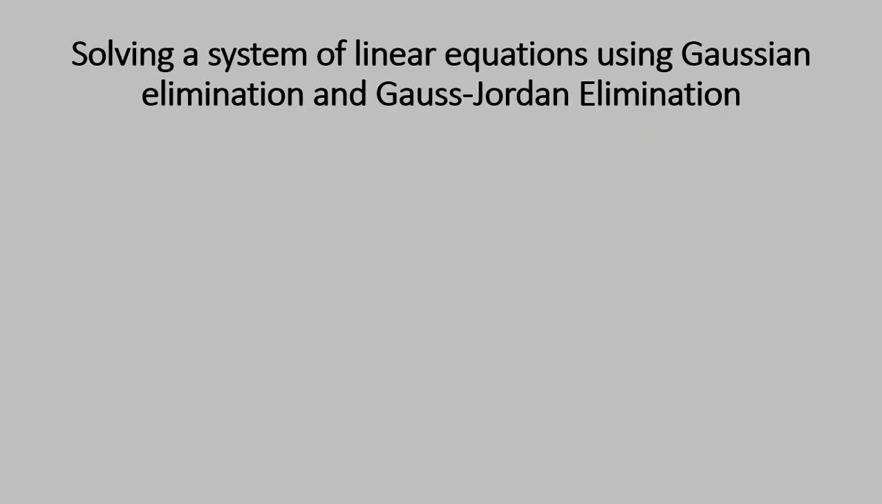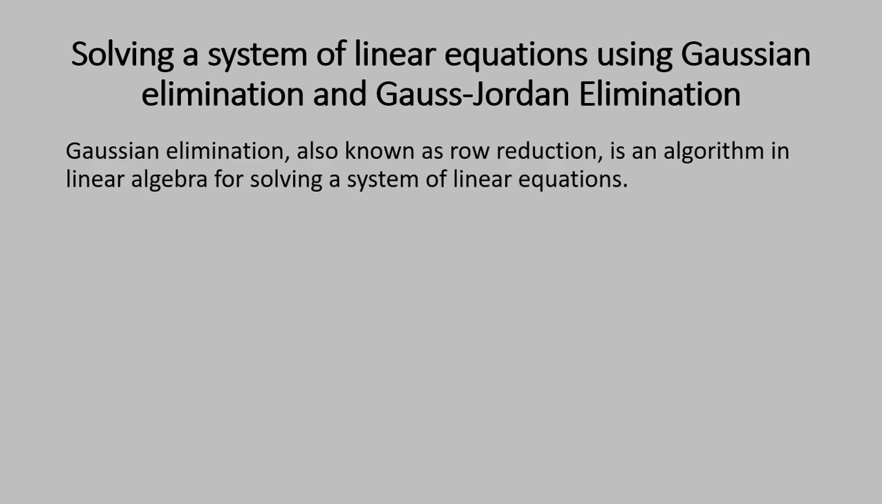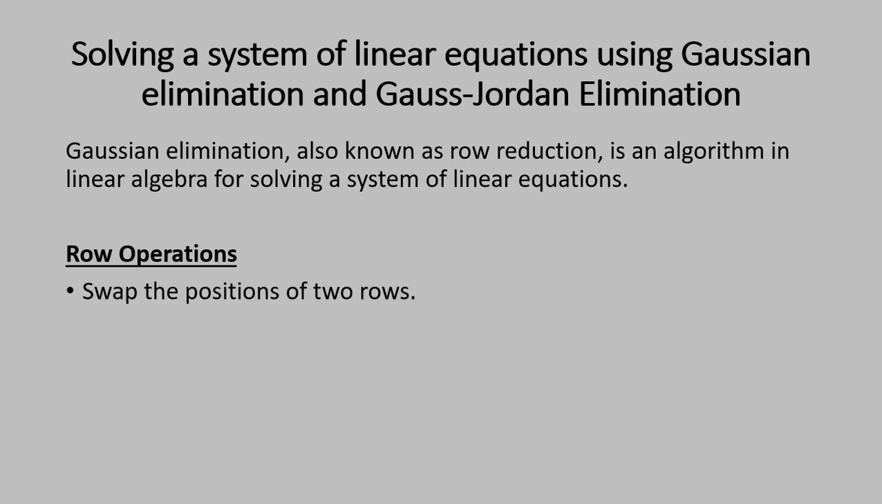So on to the fun part. We're going to solve a system of linear equations using Gaussian elimination and Gauss-Jordan elimination. Gaussian elimination, also known as row reduction, is an algorithm in linear algebra for solving a system of linear equations. In order to do this, we need to rely on some row operations. We have 3 row operations that we're going to depend on. These will be in our toolbox.